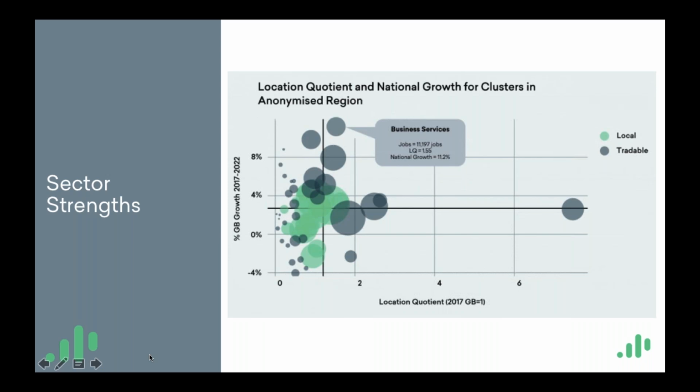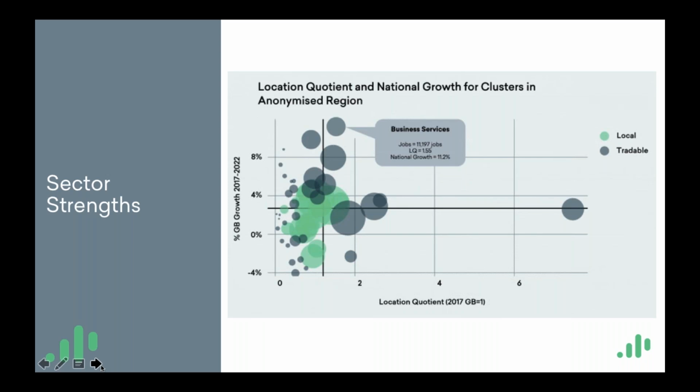We've highlighted business services here because there's a significant location quotient of 1.5, and there's also projected national growth of 11.2%. They're a large employer, over 11,000 jobs. The size of the circle is reflective of the number of jobs within that industry. So we'd say this is a cluster of interest.